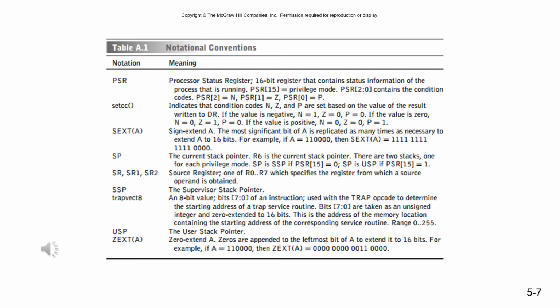SSP, the supervisor stack pointer, that's way down the road, but we will get to that. Trap vector 8, that's way down the road also, but we will get to it in very significant detail. It's an 8-bit value embedded in an instruction that's used with the trap opcode. A trap opcode is a system or privileged subroutine. Like I said, way down the road, nothing we have to worry about for several weeks. USP, the user stack pointer, another advanced topic we'll get to. And ZEXTA is zero extend. Zeros are appended to the leftmost bits of A, extending it from whatever it is to 16 bits.